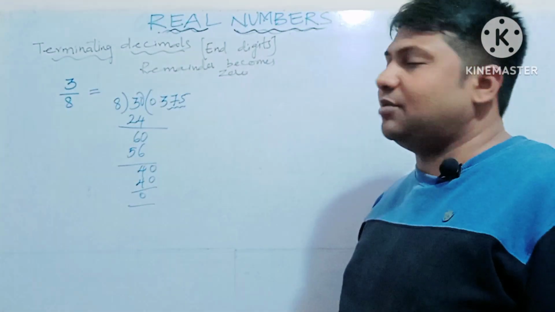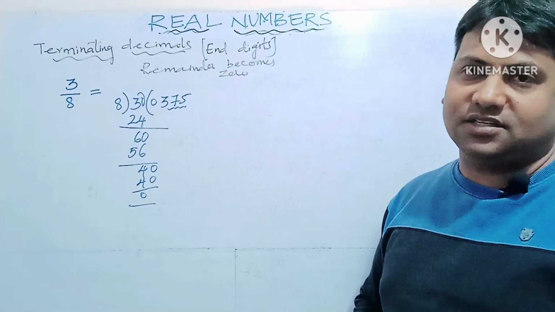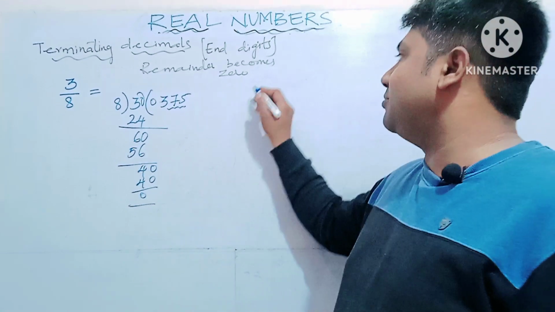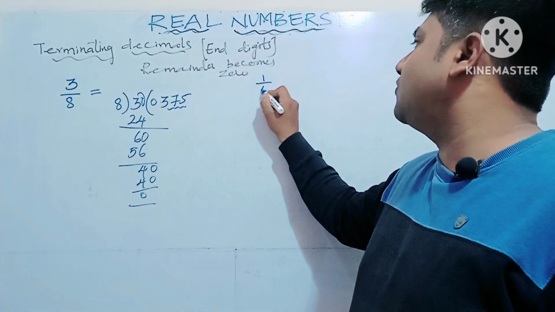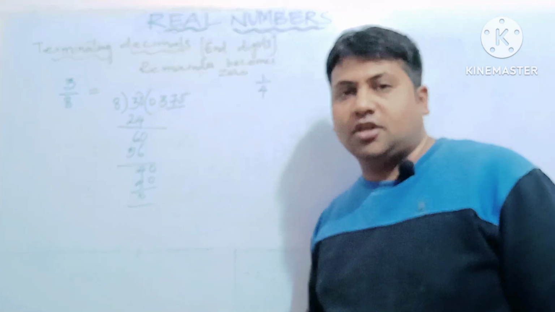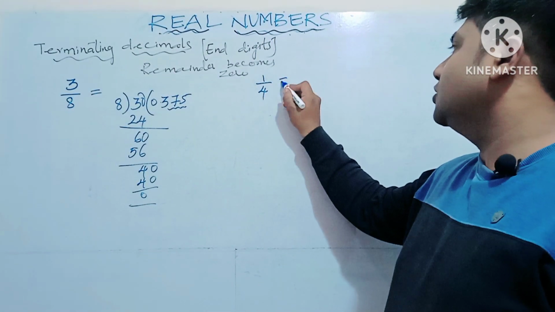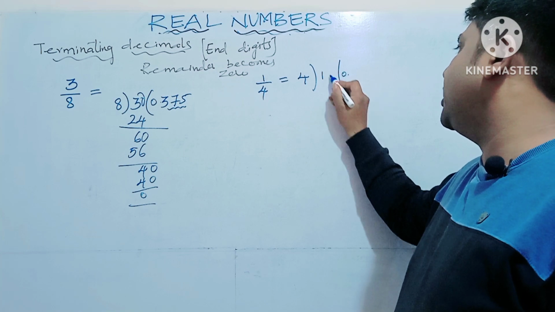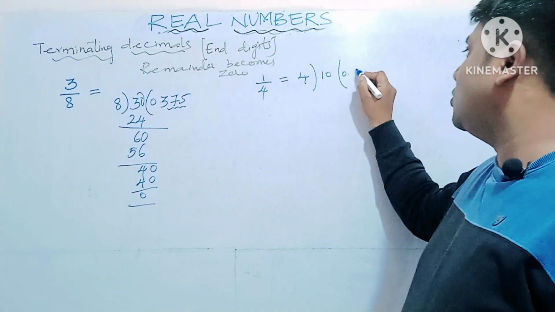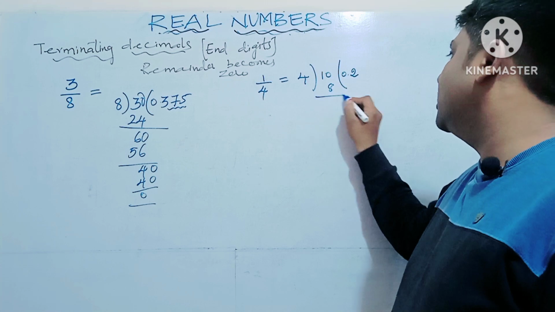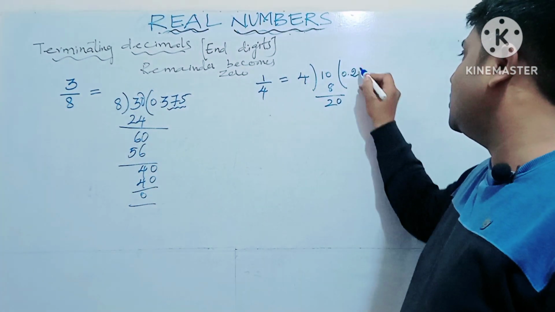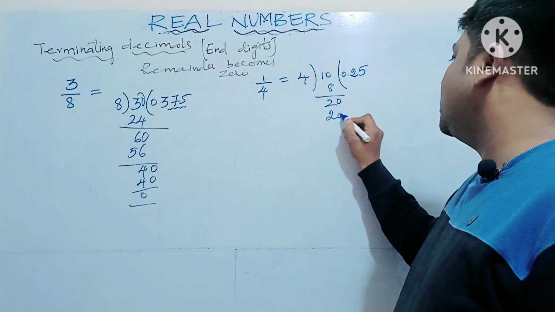So this is one example of terminating decimals. Got it? Then let's take one more example, that is 1 by 4. If I take 1 by 4, what happens? Let's check. 4 divided by 1, so it's 0 point, 0 here. Then 4 2s are 8, the answer is 2, and then it's 0, then 4 5s are 20.